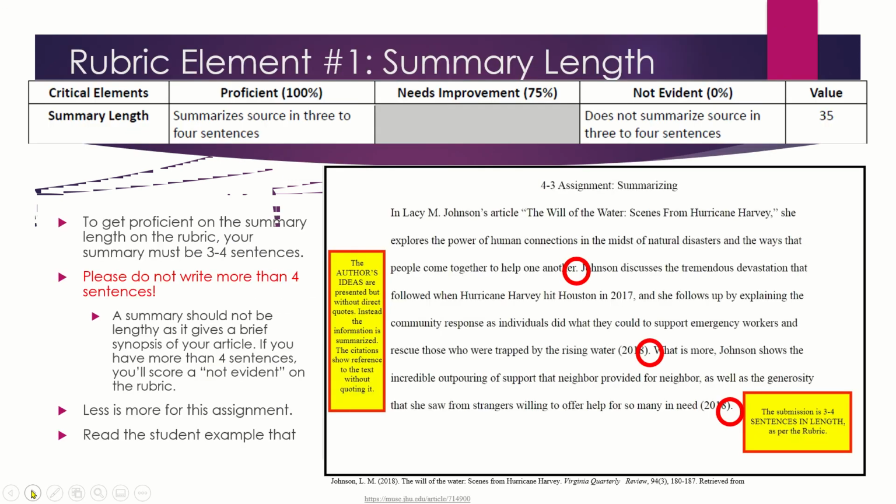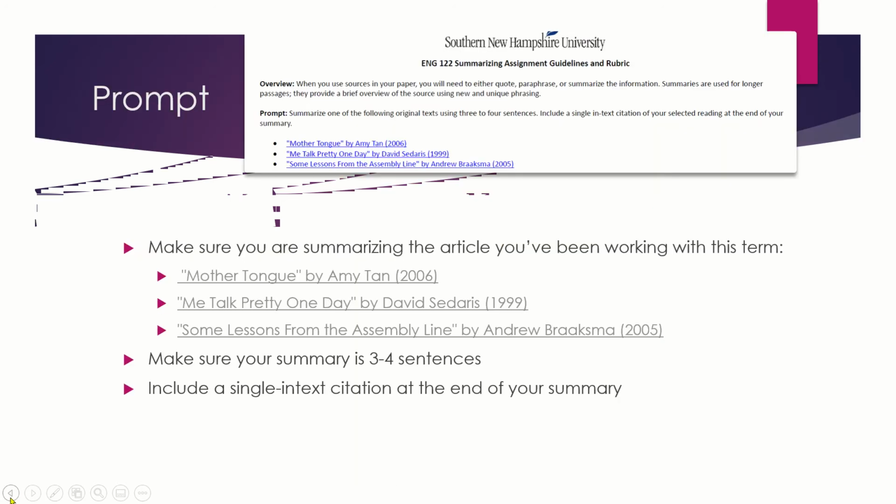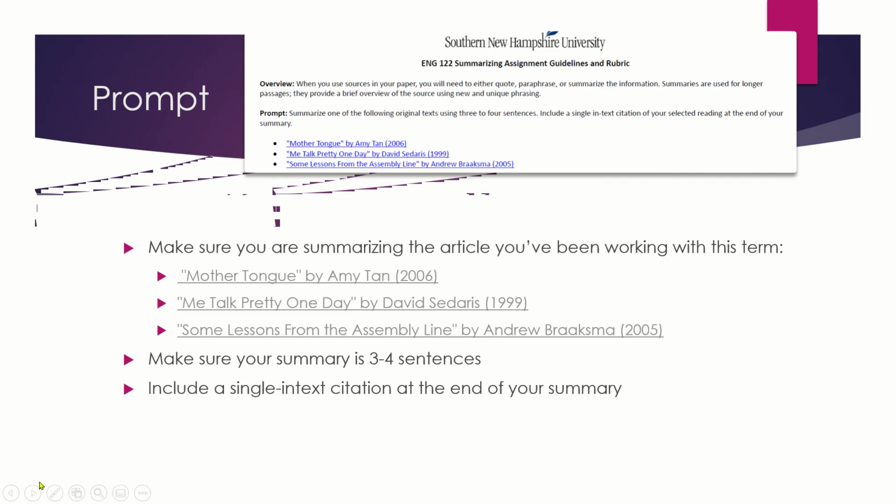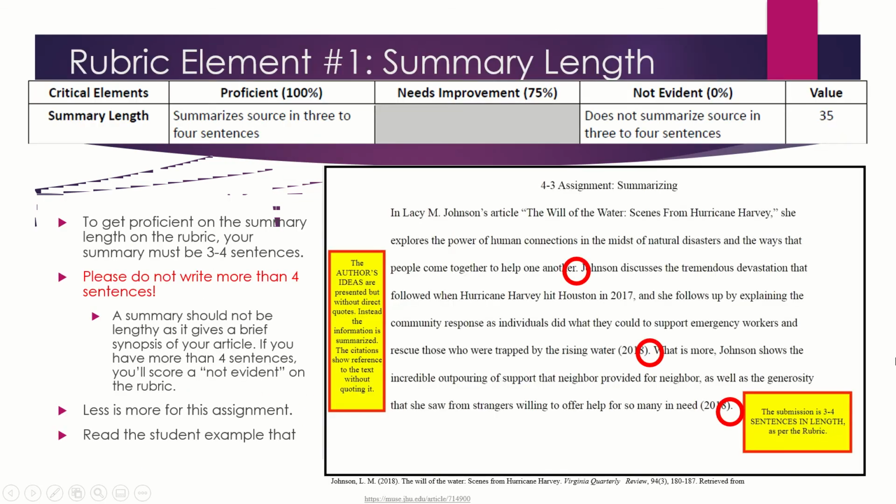So let's start with talking about each of the elements on the rubric. There's only 3 of them. I'm going to go back here really quick to show you. As you can see, it's summary length, author's ideas, and articulation of response. Okay, so with summary length, it is important that you keep within the 3 to 4 sentence length. This is one of those assignments where if you write more, you're actually going to do worse. You're not going to score that well on the rubric.